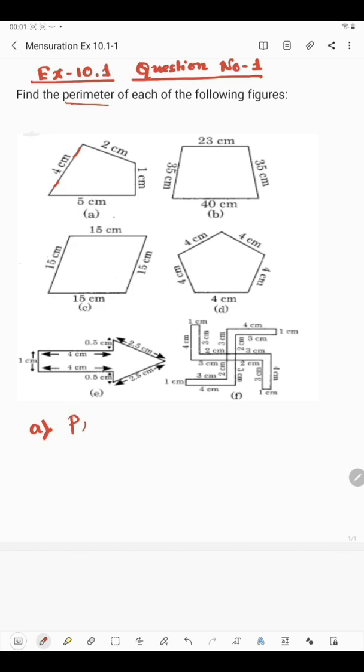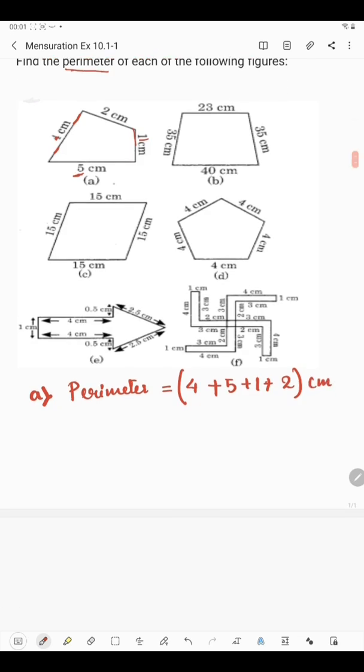So we'll write perimeter is, we will add all the sides to get the perimeter. So 4 centimeter, then 5 centimeter. Either we will write clockwise or anti-clockwise, this way or this way. So 4 centimeter, 5 centimeter, then 1 centimeter, and then we have 2 centimeter.